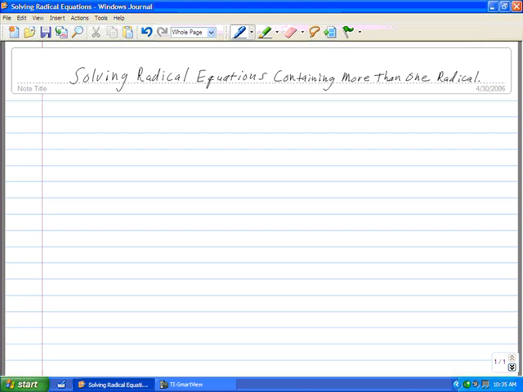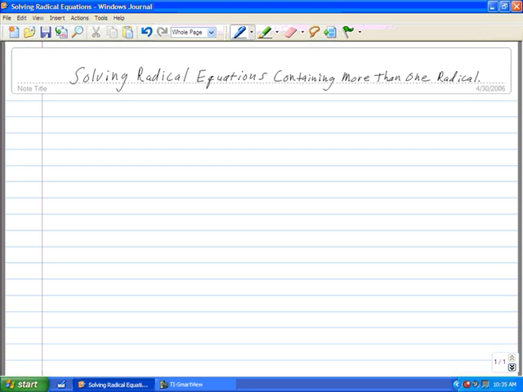We have already looked at how to solve some basic radical type equations, but now we need to look at a new category, and those are radical equations that contain more than one radical. Now the steps that we outlined before are going to be the same. It's just that certain steps are going to have to be repeated.